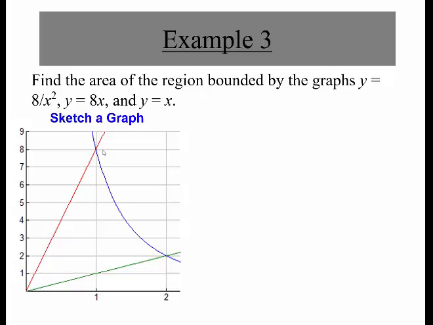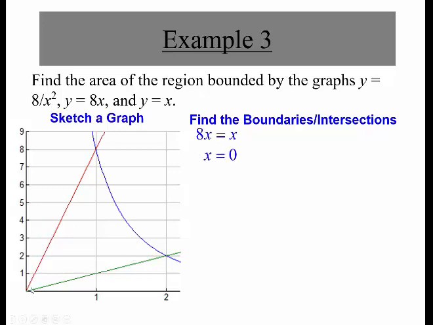All right, so this is tough because there's a bunch of ways you could do this. And unfortunately, if you do a dx or dy integral here, it's going to be two integrals. So that's kind of tough. So you want to find the boundaries or where they intersect. So I'm going to set 8x equal to x. That's x equals 0. It intersects here. 8x equals 8 divided by x squared. That's going to be x equals 1. So that's telling me they intersect here.